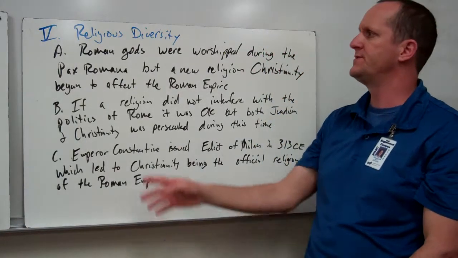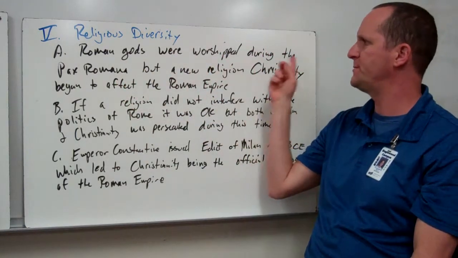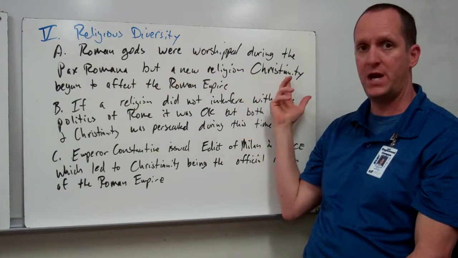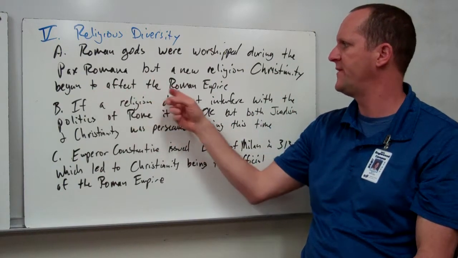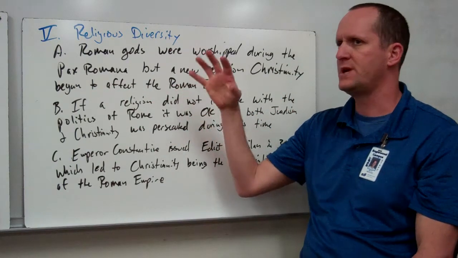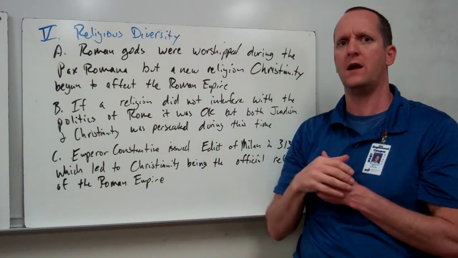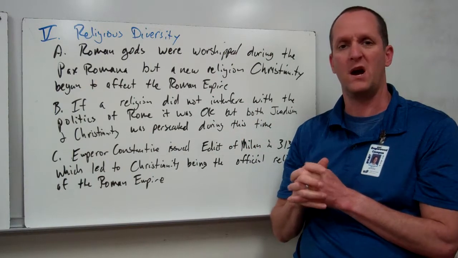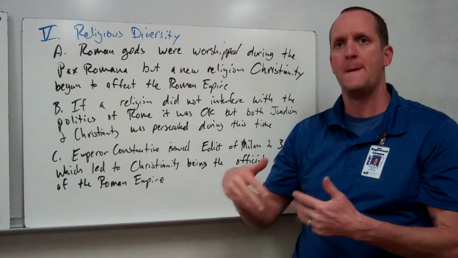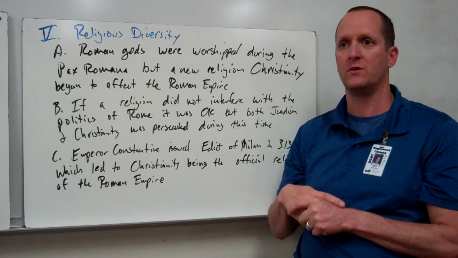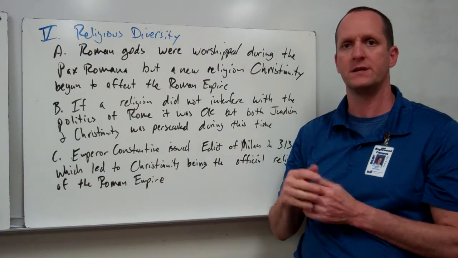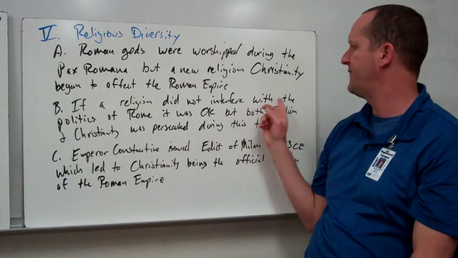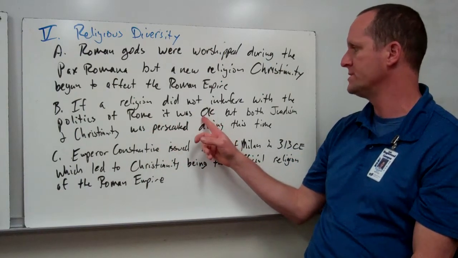So we're talking about religious diversity. Roman gods were worshipped during the Pax Romana, the beginning of it. But a new religion, Christianity, as most of us know, began to affect the Roman Empire. So during this time period in the Roman Empire, if something didn't involve the politics of the Roman Empire, the Romans usually just let it be. But if there was something that was affecting the Roman politics, then the Romans would go in there with their swords and start chopping. So, if a religion did not interfere with the politics of Rome, it was okay.